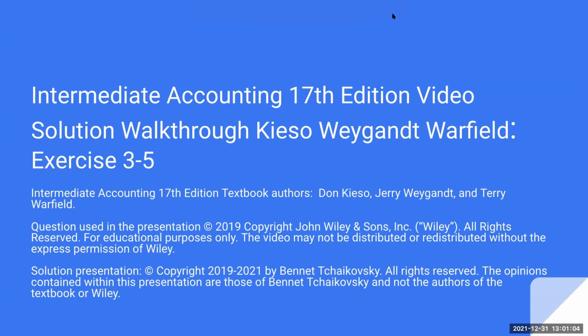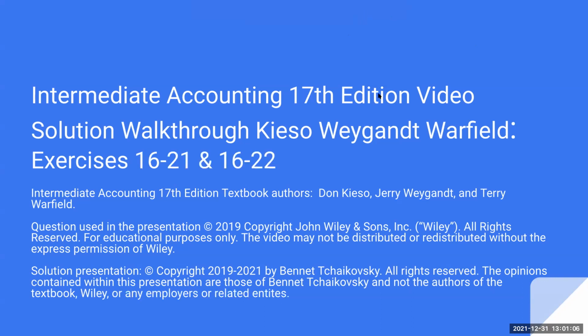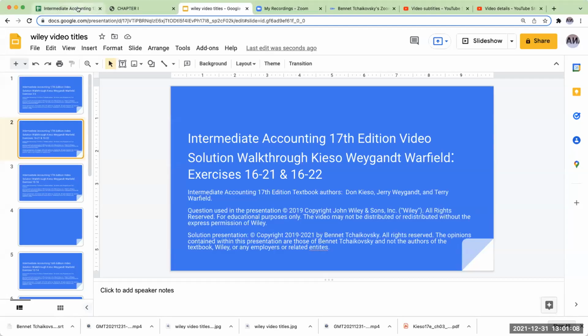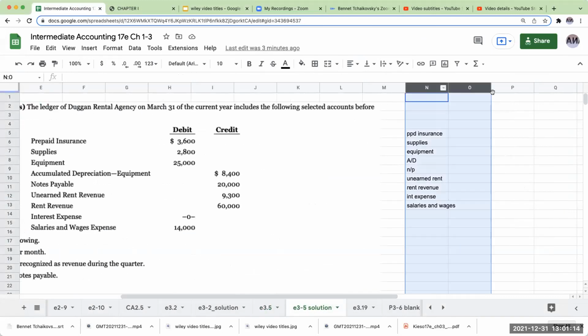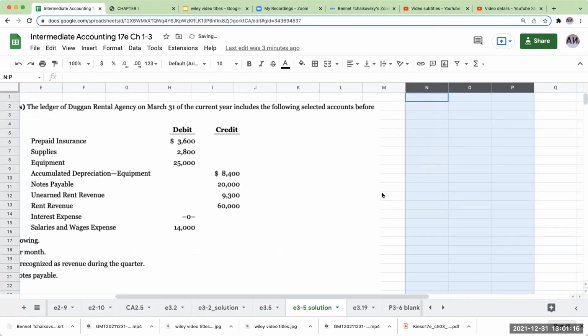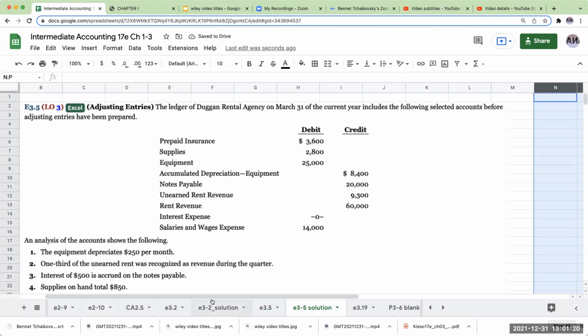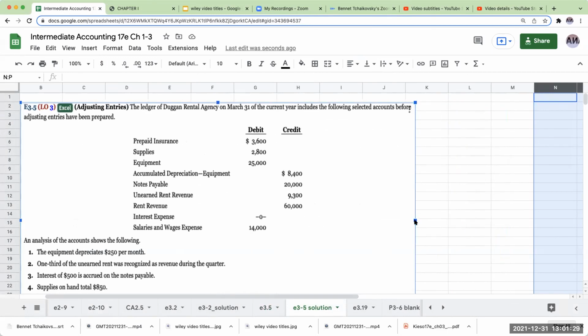Okay, so let's get to the party. All right, so right over here, we're now going to be at exercise 3-5. So we've got over here the ledger of Duggan Rental Agency on March 31st of the current year includes the following selected accounts before adjusting entries have been prepared.